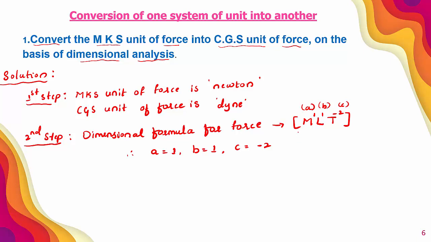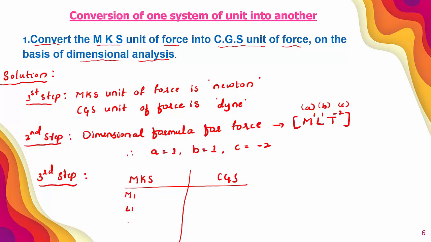Is it clear, these two steps? Now I am going to write the third step. So I can write two columns here, MKS and CGS. I am going to make two columns. So in MKS I am going to write M1, L1, T1, N1.